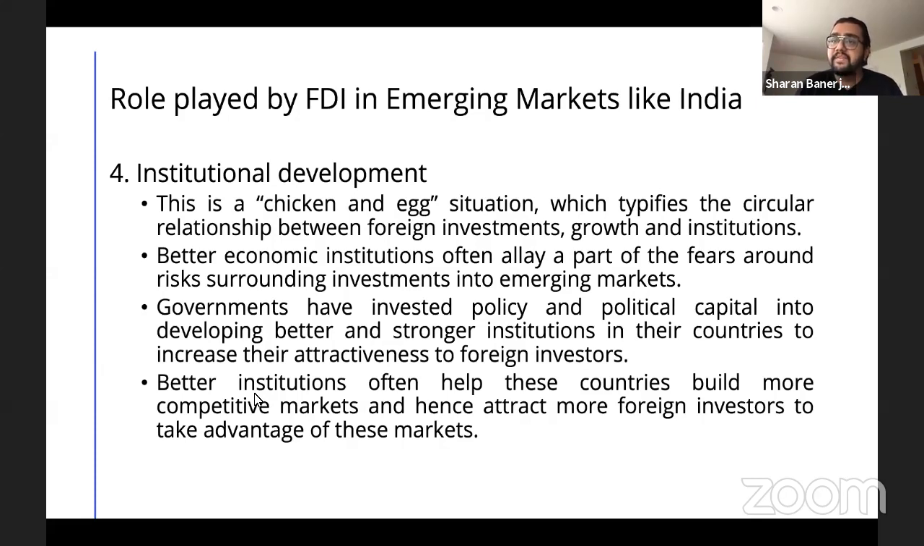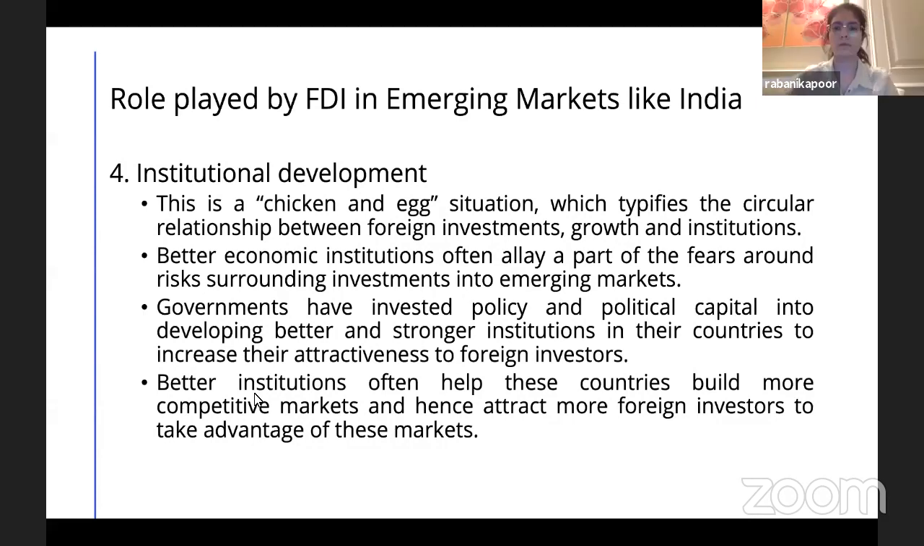And once these firms start expanding in terms of size, in terms of activity, and they generate more growth, the country also starts to increase in terms of its economic size, in terms of its market size, and hence, again in a virtuous cycle, attracts more foreign investments and foreign investors to take advantage of these larger markets, because a foreign investor wants to see the market size.